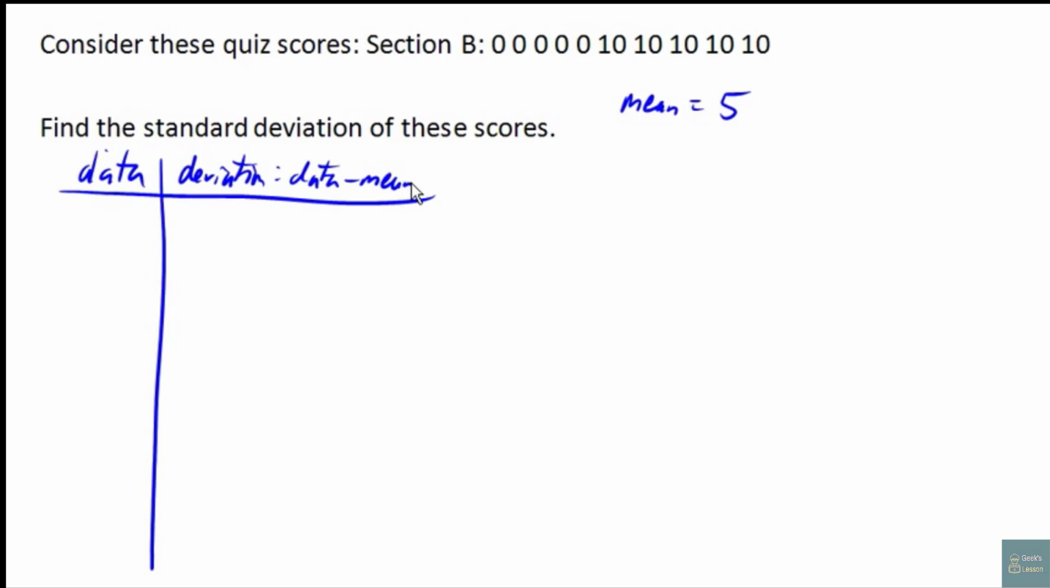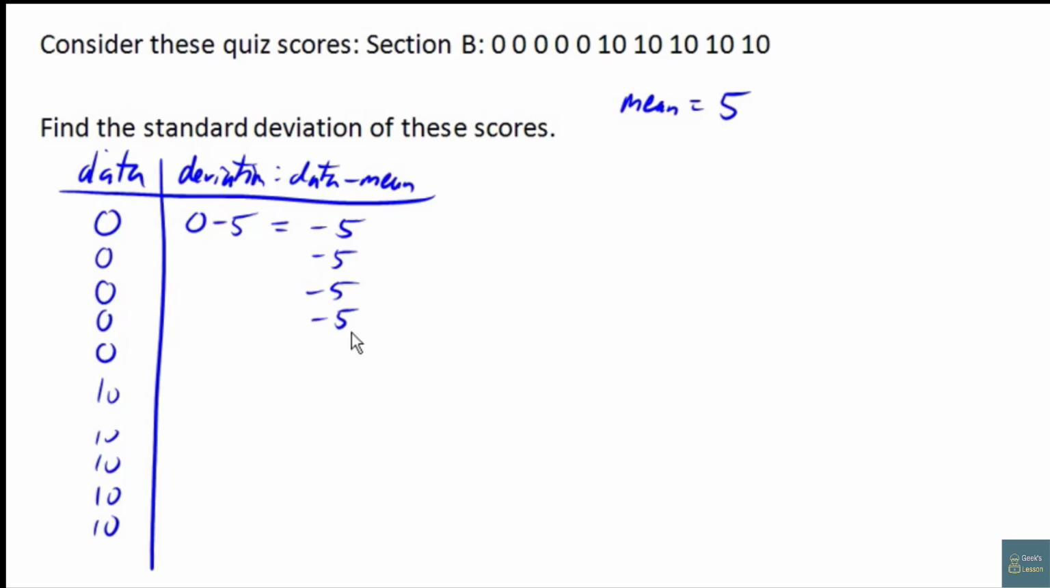So for this data set here, let's see, we got 0, 0, 0, 0, 0, 10, 10, 10, 10, 10. So the deviation here is data minus mean, which is -5. And I think you can trust me that all these other zeros are going to be the same. And then for the 10, 10 minus 5 is also 5, positive 5, and so on down the line.